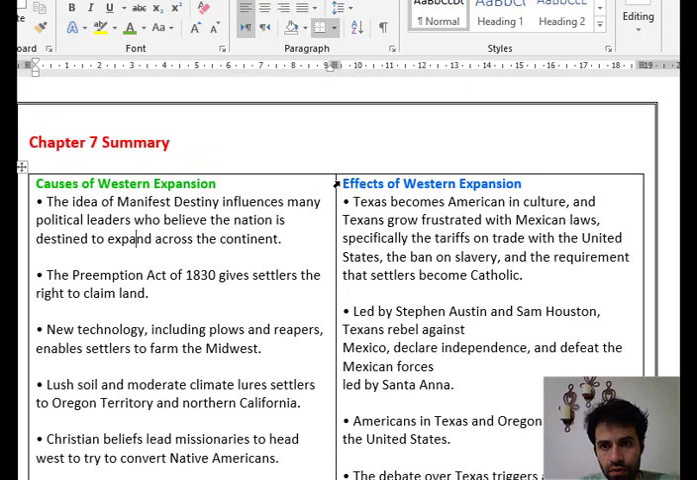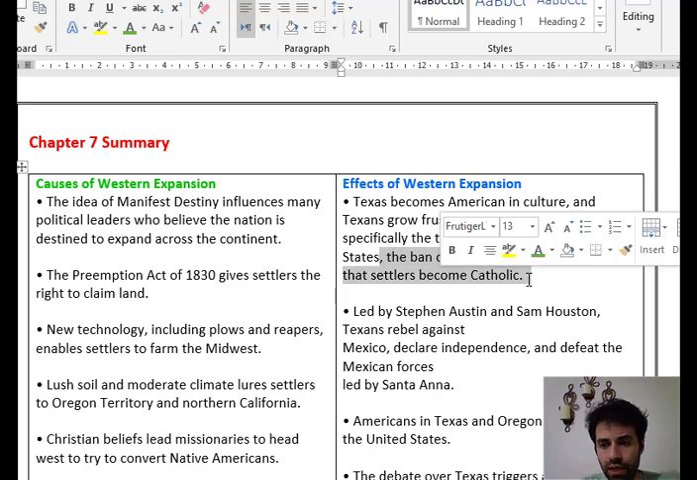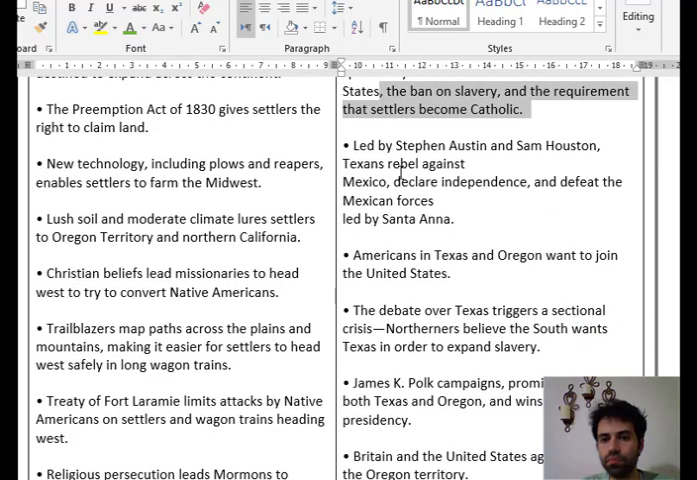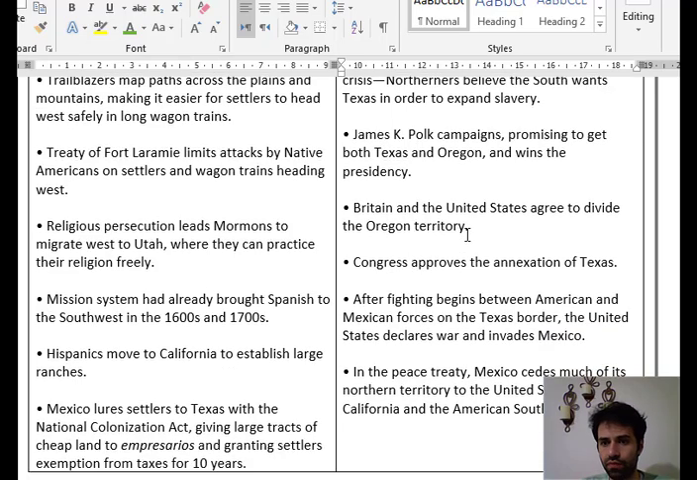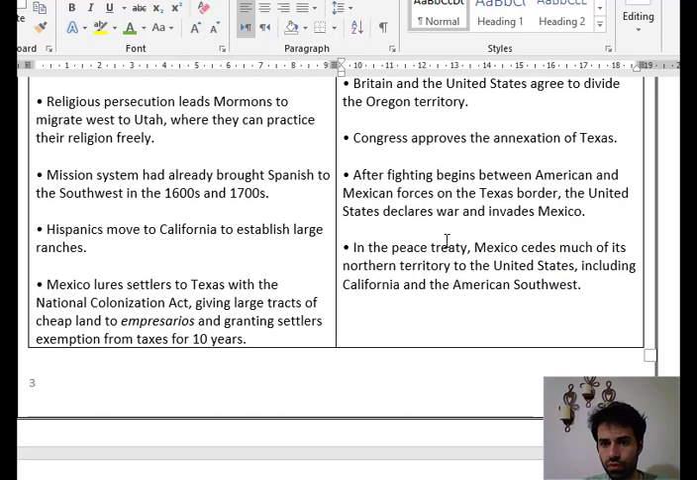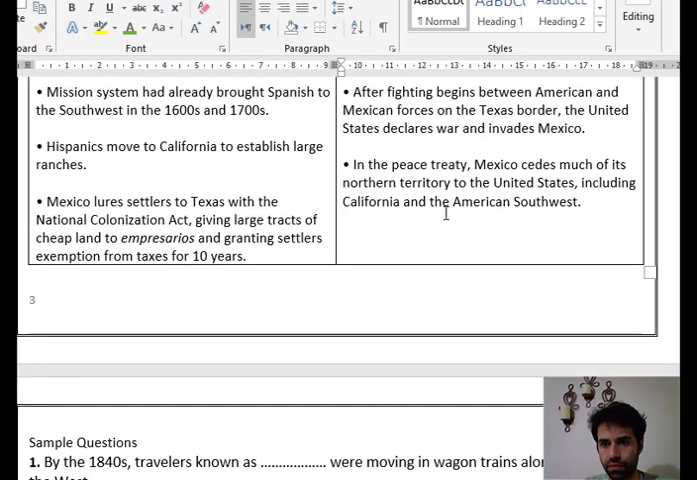And here we talked about the effects of Western expansion. As a result, Texas becomes American in culture, and Texans grow frustrated with Mexican laws, specifically the tariffs on trade with the United States, the ban on slavery, and the requirement that settlers become Catholic. There are some other factors too that I would like you to study yourself. I'm going through the most important ones here.